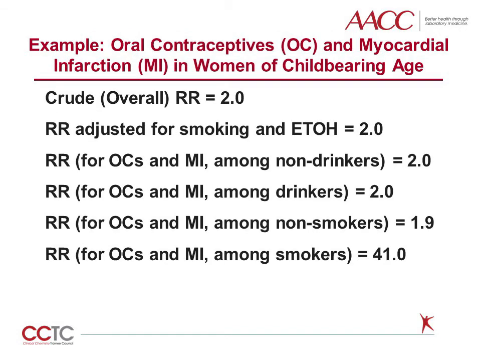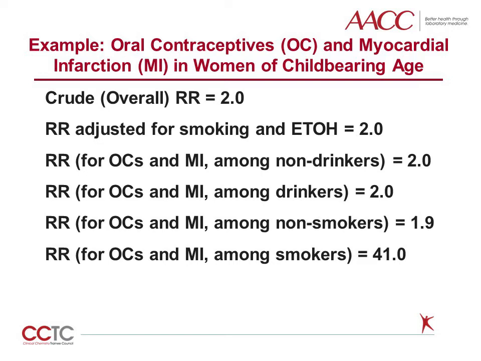So again, just as an example, if we have data on oral contraceptive use and myocardial infarction in women of childbearing age, the crude overall association is 2.0. Women of childbearing age who use oral contraceptives have twice the risk of developing a myocardial infarction. And we worry about smoking because oral contraceptive users may differ from non-users in terms of their smoking habits. We also worry about, let's say, alcohol. Oral contraceptive users, again, may differ. I don't know in what direction, but they may differ with respect to their other lifestyle.